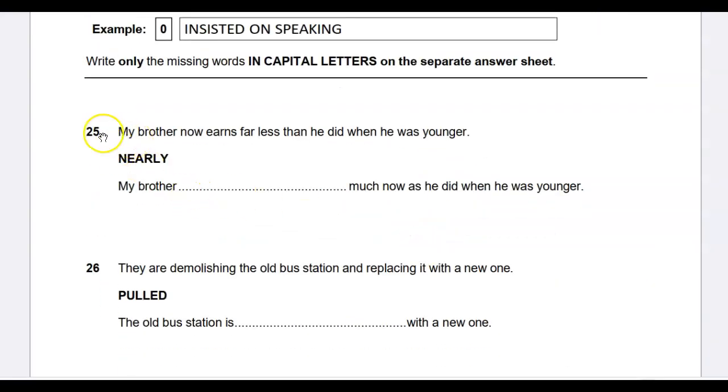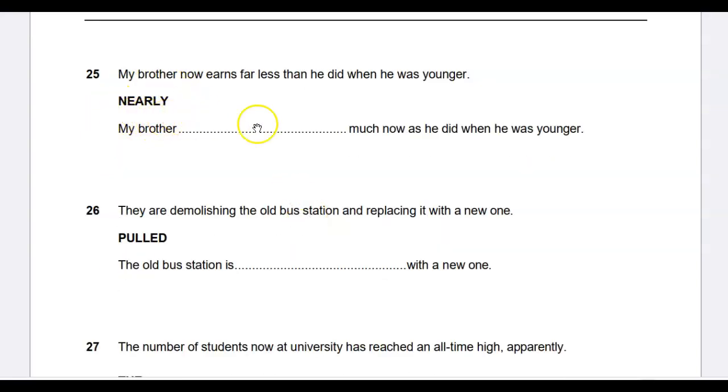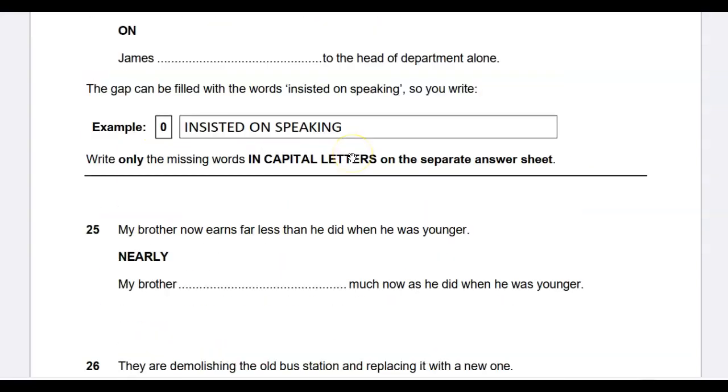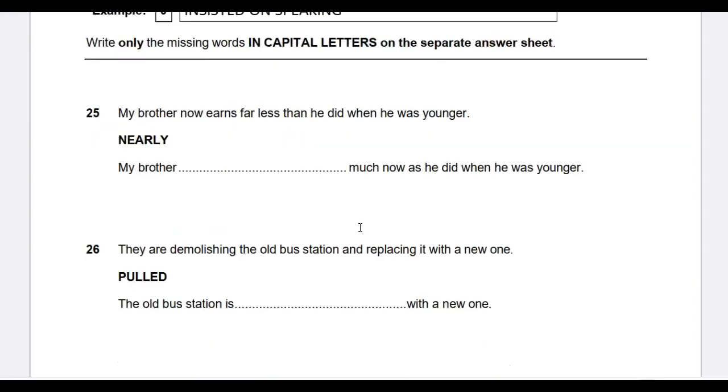And here we have question 25, 26, and so on. Here we have the word that we are going to use. It could be used as in this example at the beginning, or it could be used in between some more words. You're going to try to unscramble the sentence so that it fits better in this context.